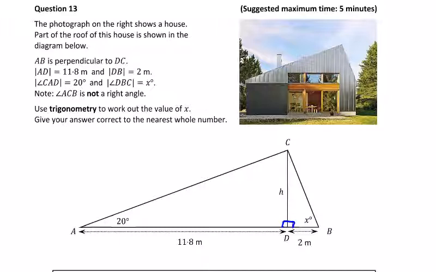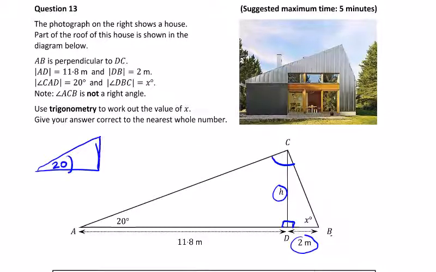So AD is 11.8 and we have a 2 for DB. CAD is 20 and DBC is X degrees. So ACB is not right angled. ACB is not a right angle. So they're telling us ACB, this whole angle here, is not a right angle. Use trig to find the value of X. Well, we can definitely get H first and then we just have a 2. So we'll have two values there, we'll be able to find the angle. So let's draw this triangle on its own.